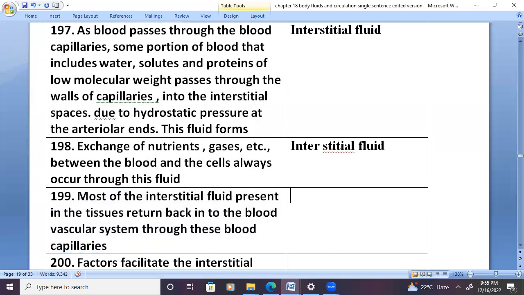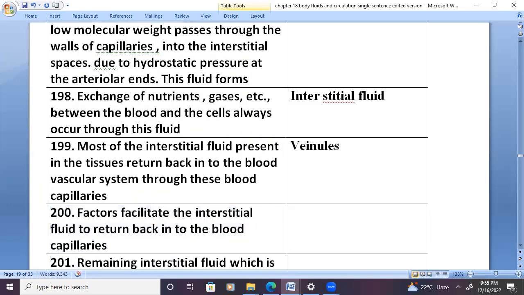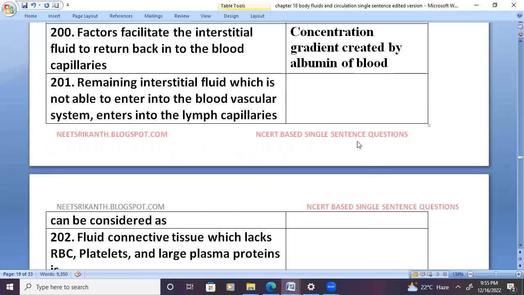Most of the interstitial fluid present in the tissue is returned to the blood vascular system through the blood capillaries and venules. What factor facilitates the interstitial fluid to return to the blood capillaries? The concentration gradient created by albumins of blood. Albumin is a plasma protein.